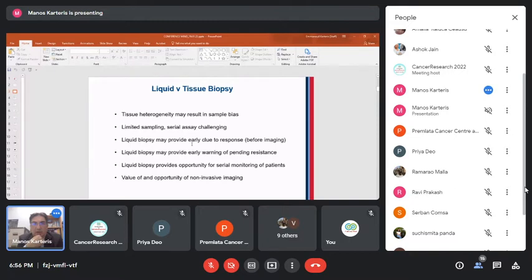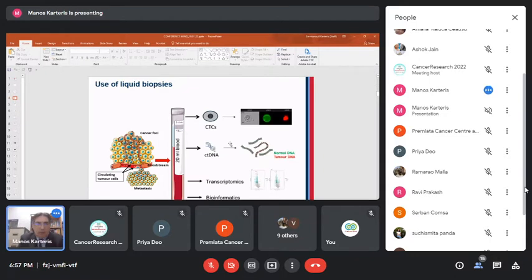For example, when we take a tissue in the clinic in order to perform immunohistochemistry, there could be tissue heterogeneity that can result in sample bias. One of the main challenges for tissue biopsies is that they are invasive. You have to operate on the patient. You cannot take sequential readouts in order to see how the patient responds. So it's really an excellent avenue for prognosis and serial monitoring of patients. And of course it's non-invasive.